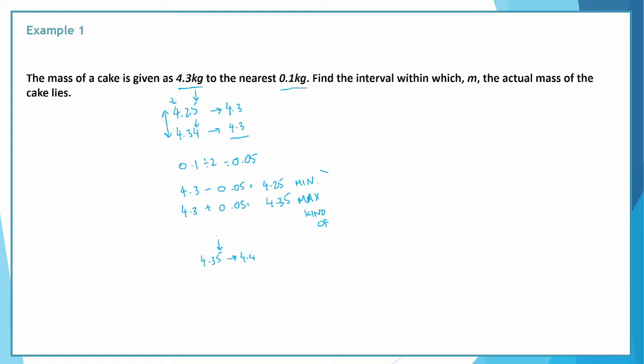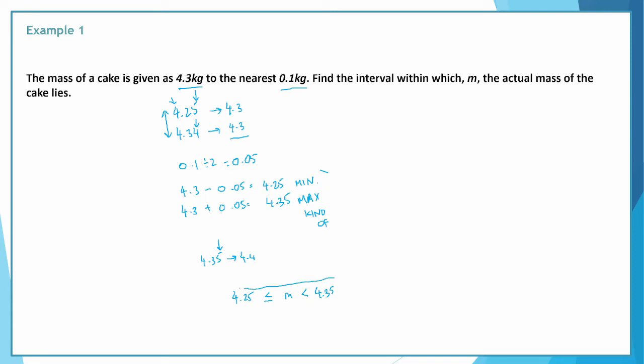So how do we actually write this answer then, to show what the range of the actual weight of the cake can be? We start off by writing 4.25 because this is our lower bound, our minimum. And we say that m, which is the mass of the cake, has to be greater than or equal to, which is what this line means, 4.25. We also know that we have this 4.35 value and the weight of the cake has to be less than 4.35. Notice there's no line here because we don't want it to be equal to. If it's equal to, like we said, it will round up to 4.4. So it has to be less than 4.35.